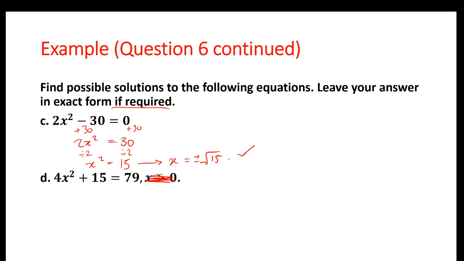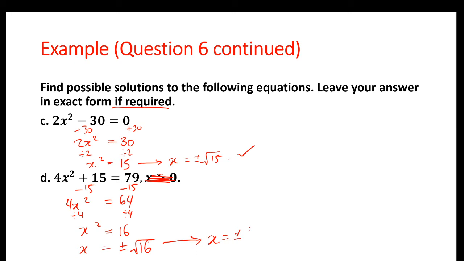So we're going to start off by subtracting 15 and subtracting 15. So we get 4x squared is equal to, well, 79 minus 15 is in fact 64. Then we're going to divide both sides by 4. So divide by 4, divide by 4, and that leaves me with x squared is equal to 16. Now, to find x by itself, I'm going to take the square root of both sides. Okay, so x is equal to the square root of 16, plus or minus the square root of 16. So x is equal to plus or minus 4.